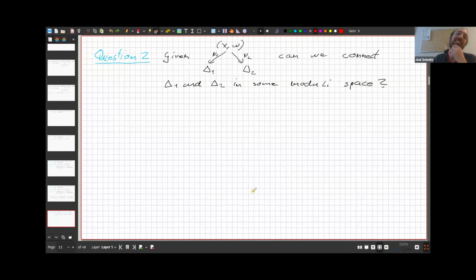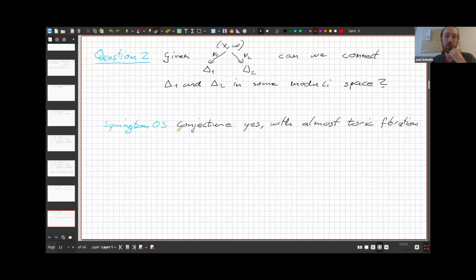The second question is, if I have two different toric fibrations on the same thing, can we connect them in some moduli space? I've heard moduli spaces are trendy, so let's try to do that. Also here, there's a suggestion by Symington, in the form of a conjecture in 2003. This should be possible using almost toric fibrations.